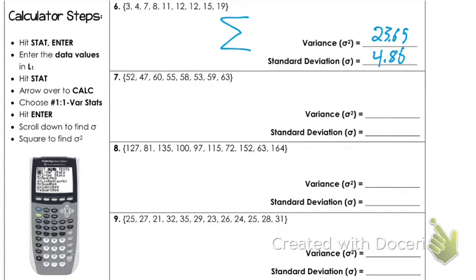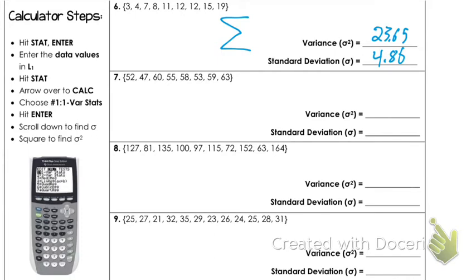So if you go over far enough to the next screen, you can see the sum of all the numbers. If you add up all these numbers, you get 91. Okay. So it just has all this different information in there, but really the only one we need right now is the standard deviation. Questions on that?